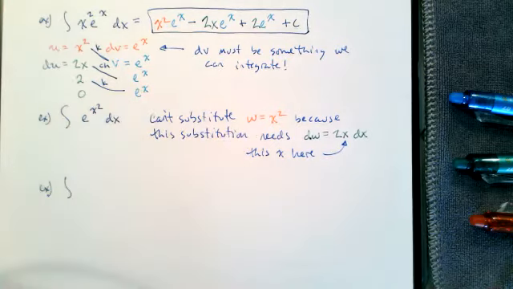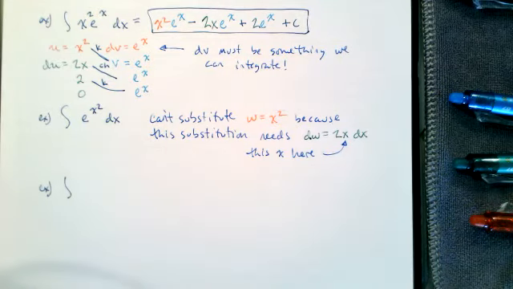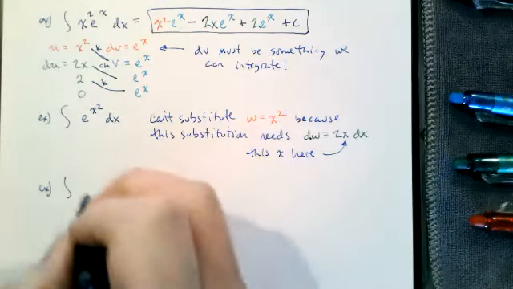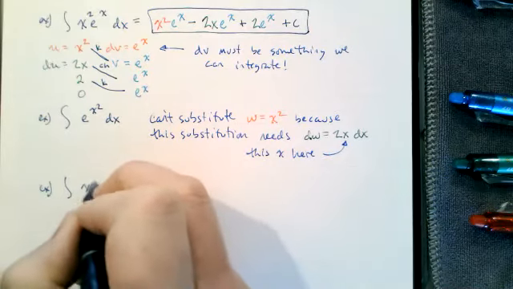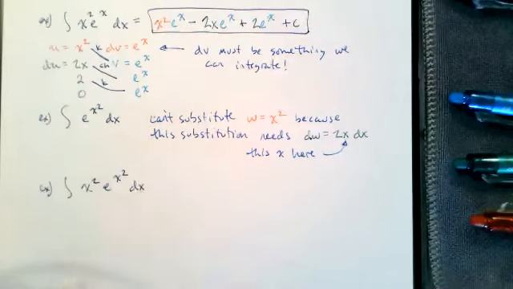Actually, this e to the x squared does not have a nice antiderivative. So we'd have to construct one with the second fundamental theorem of calculus. Got it. Okay. So let's take a look at another example. Let's look at x squared e to the x squared dx.